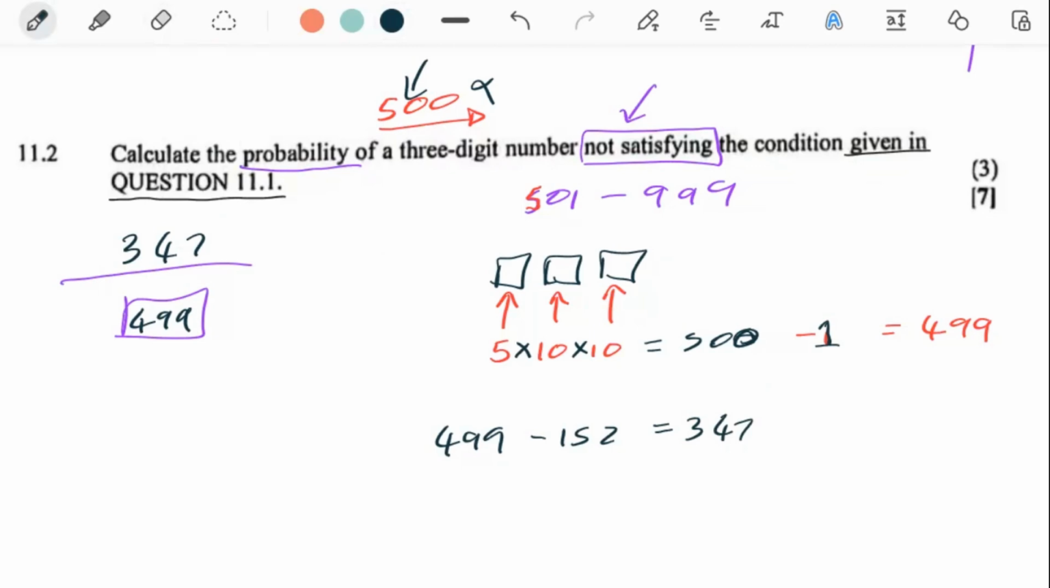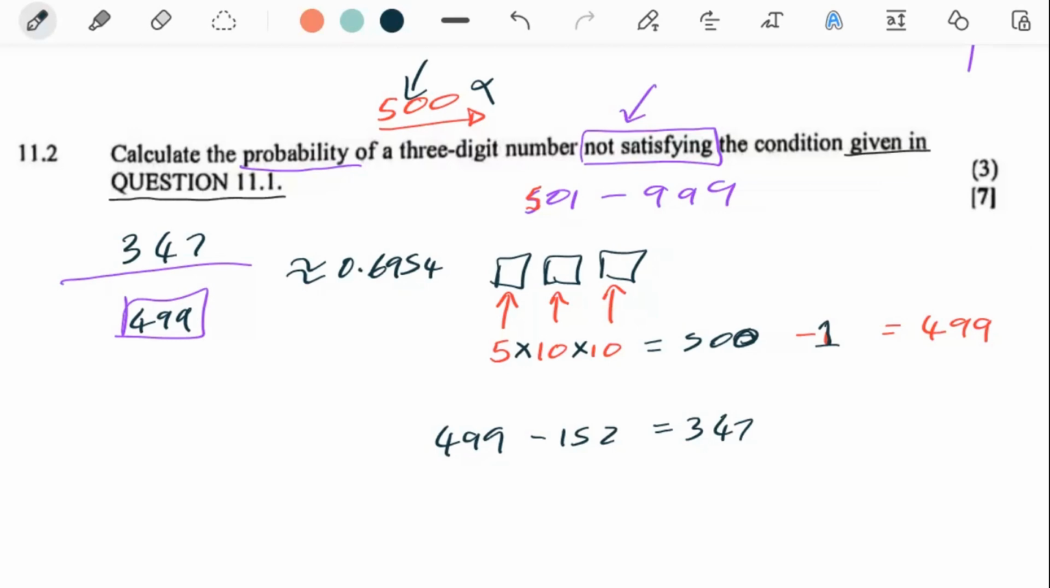Obviously, 347 over 499 does look as though that's a number in its simplest form. So that will be the probability that you're going to write. If you want to write it as a decimal, this will be approximately 0.6954. So that's your answer.